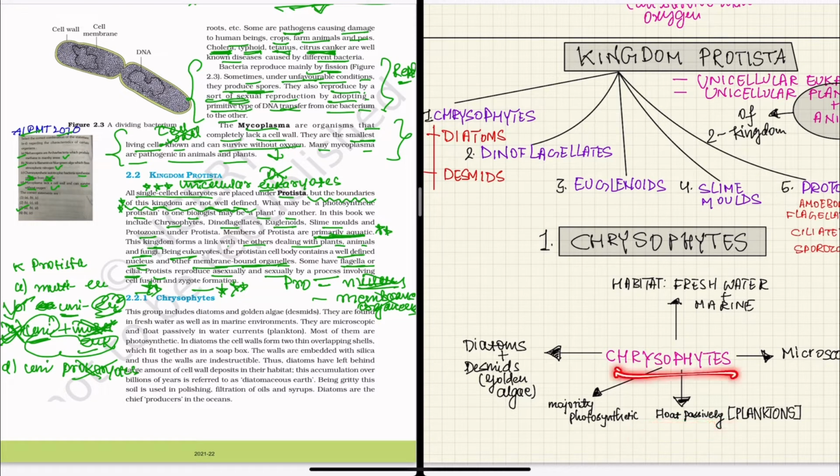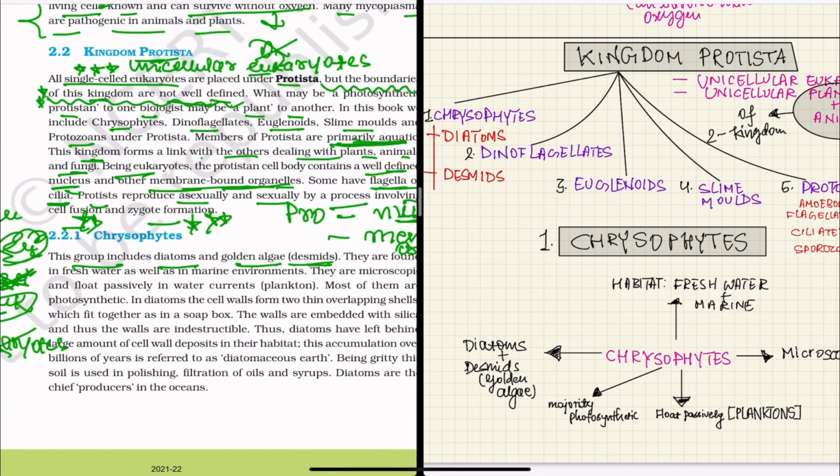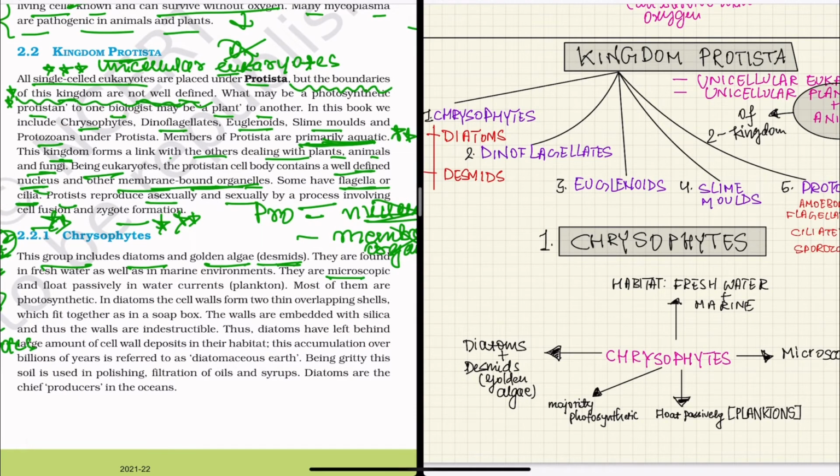Chrysophytes are protistans. This group includes diatoms and golden algae, the desmids. They are found in freshwater as well as in marine environments. They are microscopic and float passively in water currents, and they are called planktons. Most of them are photosynthetic.